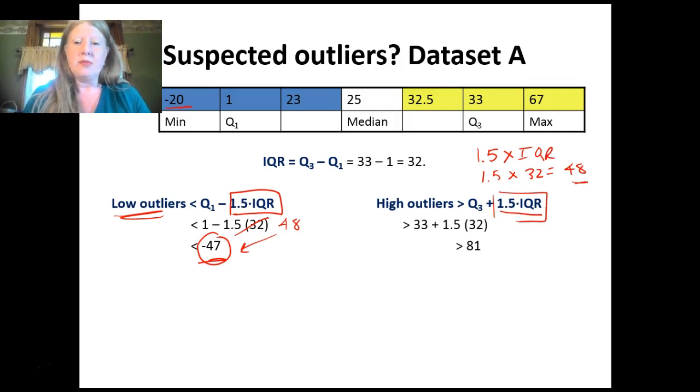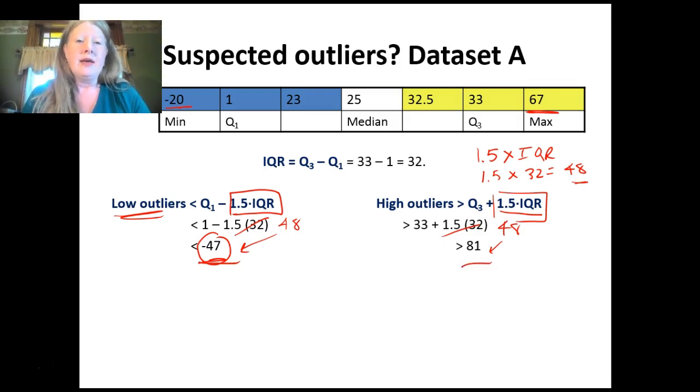We then end up with 33 plus 48, that's going to give us 81. And obviously our maximum is 67, so we would have no high outliers. Now here I'm just trying to illustrate this by comparing these numbers to the 5-number summary.